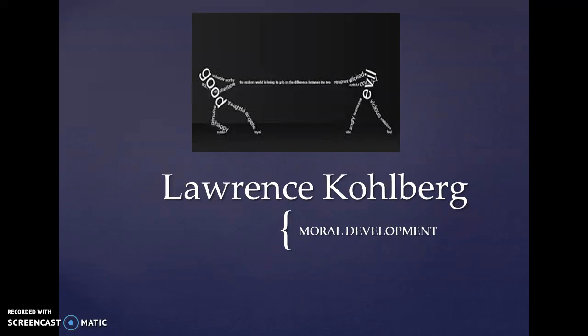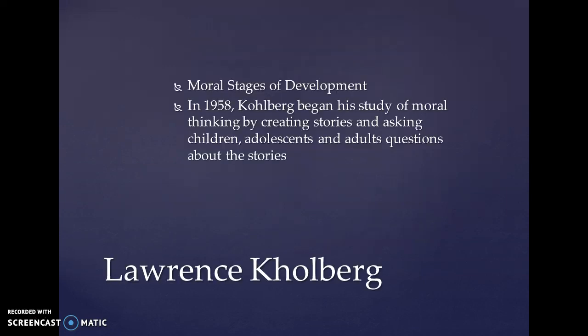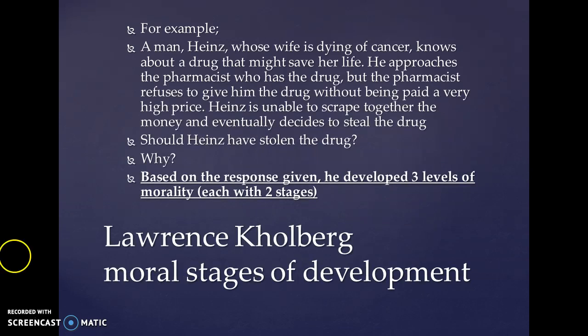The final theory of development that we'll talk about is that of moral development by Lawrence Kohlberg. How is it that we got to a point where we can establish and say to ourselves, this is right, this is wrong, this is okay, this is morally incorrect, and so on? How did we get to that point? That is what Lawrence Kohlberg focused mostly on. He was interested in the moral stages of development, and he began his study of moral thinking by creating stories and asking children, adolescents, and adults questions about the stories.